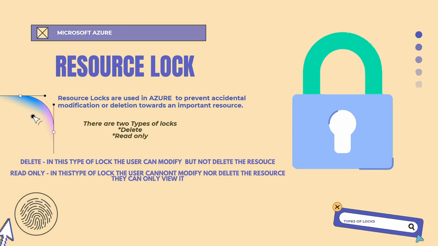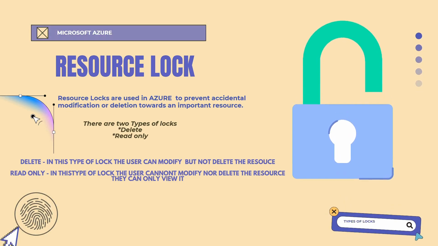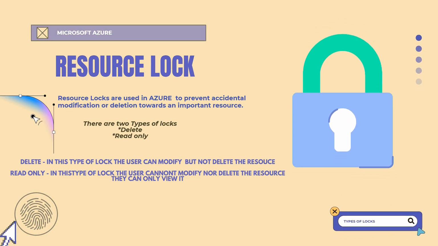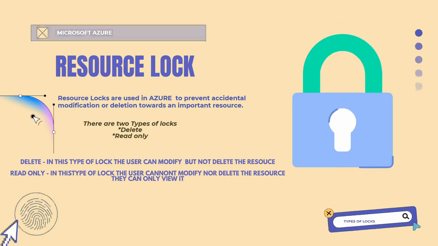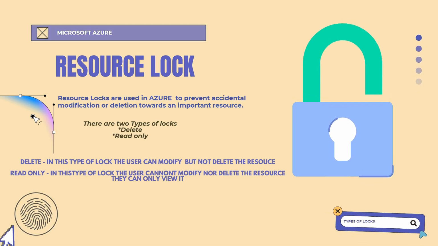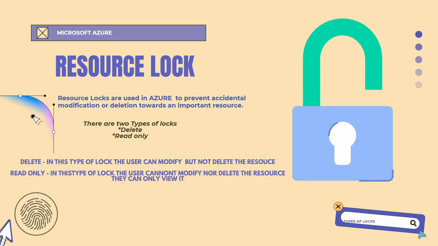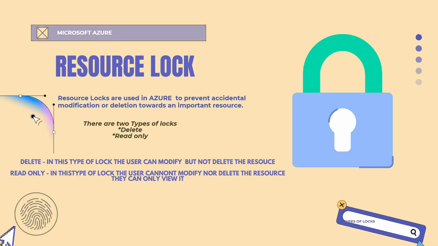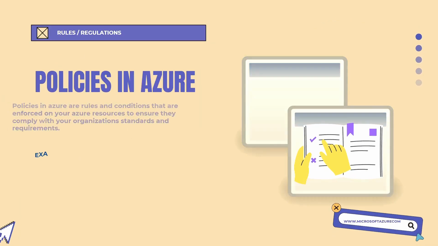So, for example, consider a virtual machine hosting your company's payroll system, a critical workload. You apply a read-only lock to it. This ensures that even during a busy month end, no one can accidentally delete or alter the virtual machine configuration. Only authorized personnel can view it, keeping your financial data secure. So this is what a resource lock is.